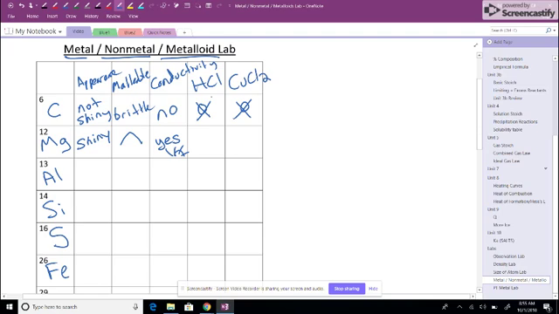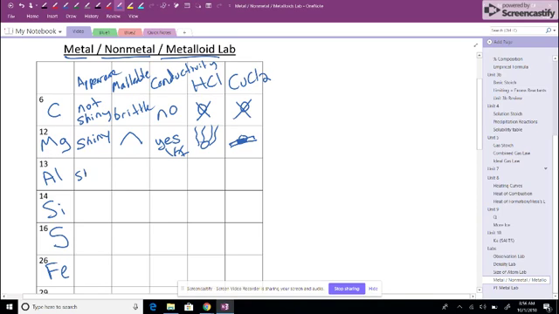I put some drops of HCl on my magnesium, and I start seeing little fizzing and bubbles forming. So I do see it react with the hydrochloric acid. I put the copper chloride on my magnesium, and I put a drop on this, and my little strip starts changing color. So again, I noticed some change here. So it looks like the magnesium was shiny, malleable, conducts electricity, did react with HCl, and did react with CuCl2.